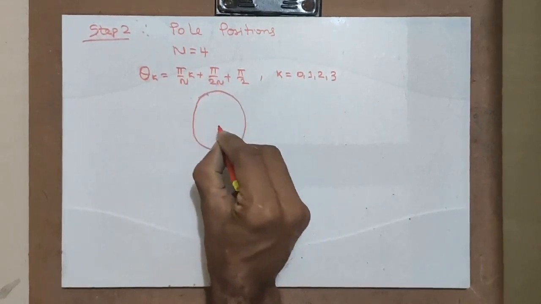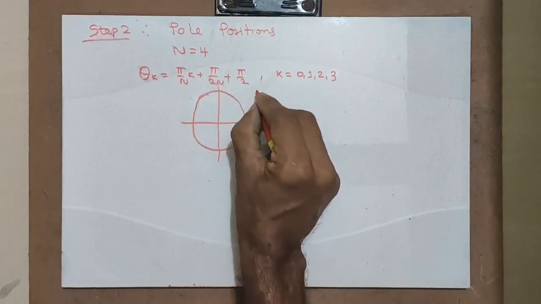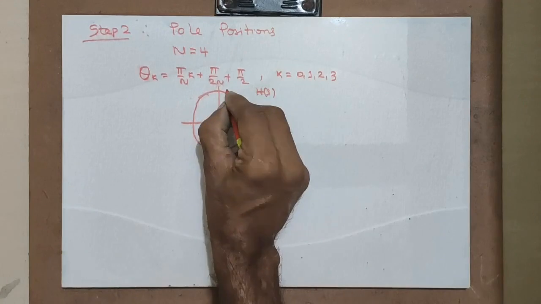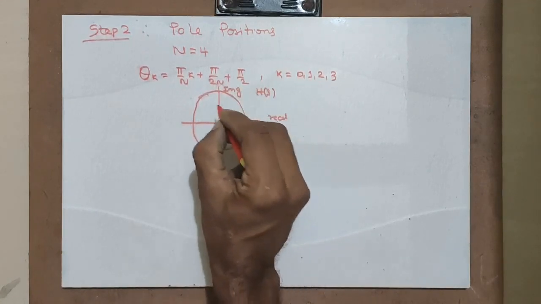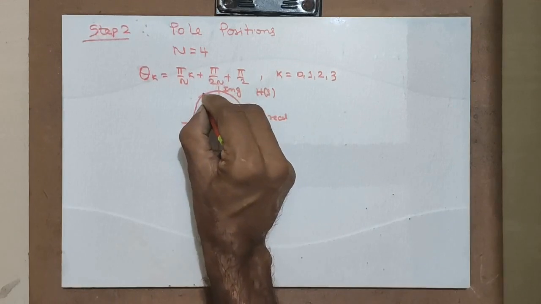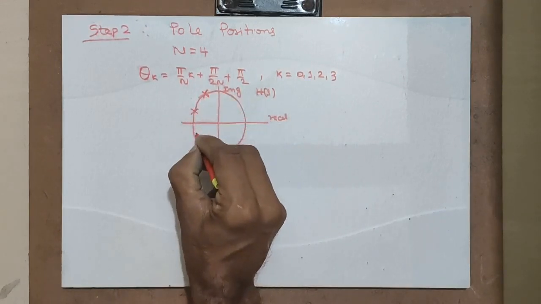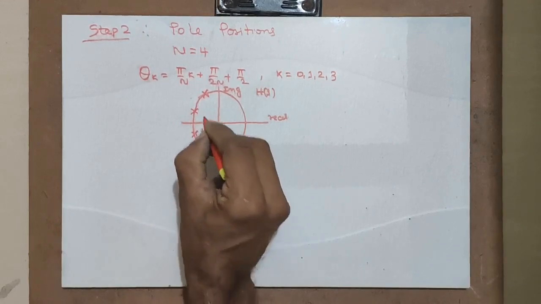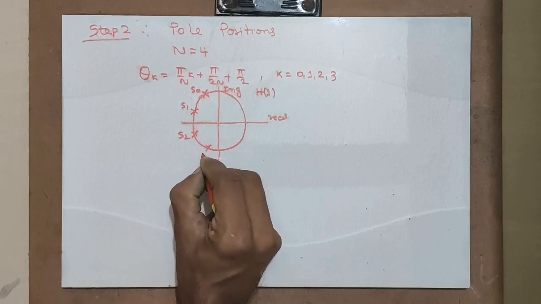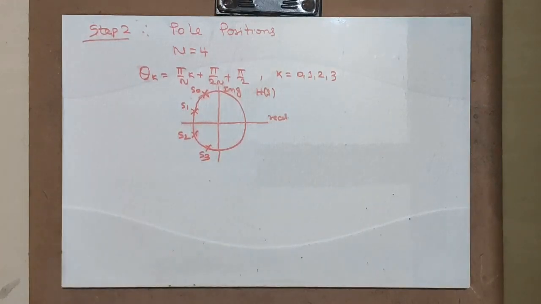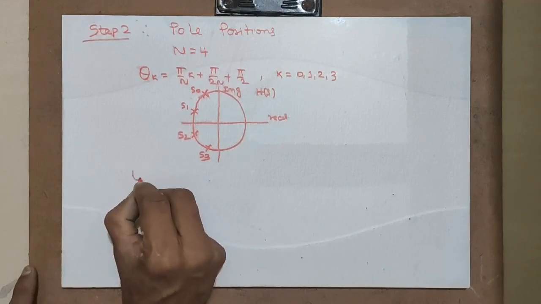Specifically draw that in our H of s plane, where this is imaginary and this is real. There must be 4 poles in the left half plane: 1, 2, 3, 4. This is S0, S1, S2, S3. 4 poles are there now. Now let us find the angles.